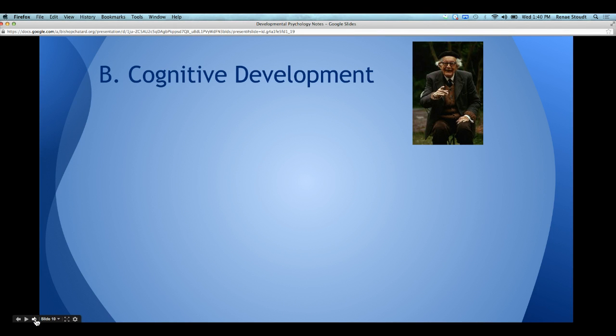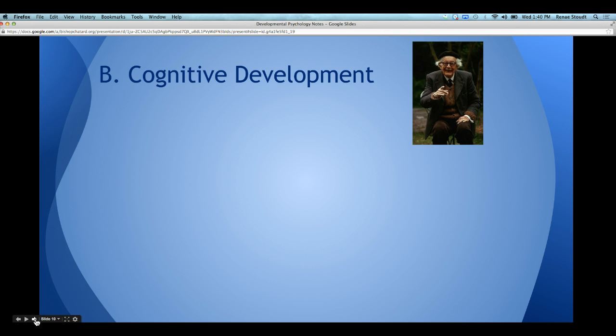Piaget. He is a Frenchman. He has since died, but he did die not too long ago. Late 90s. Late 90s. Are you sure? I mean, wow. Who else looks like that? All right, he is famous for cognitive development.